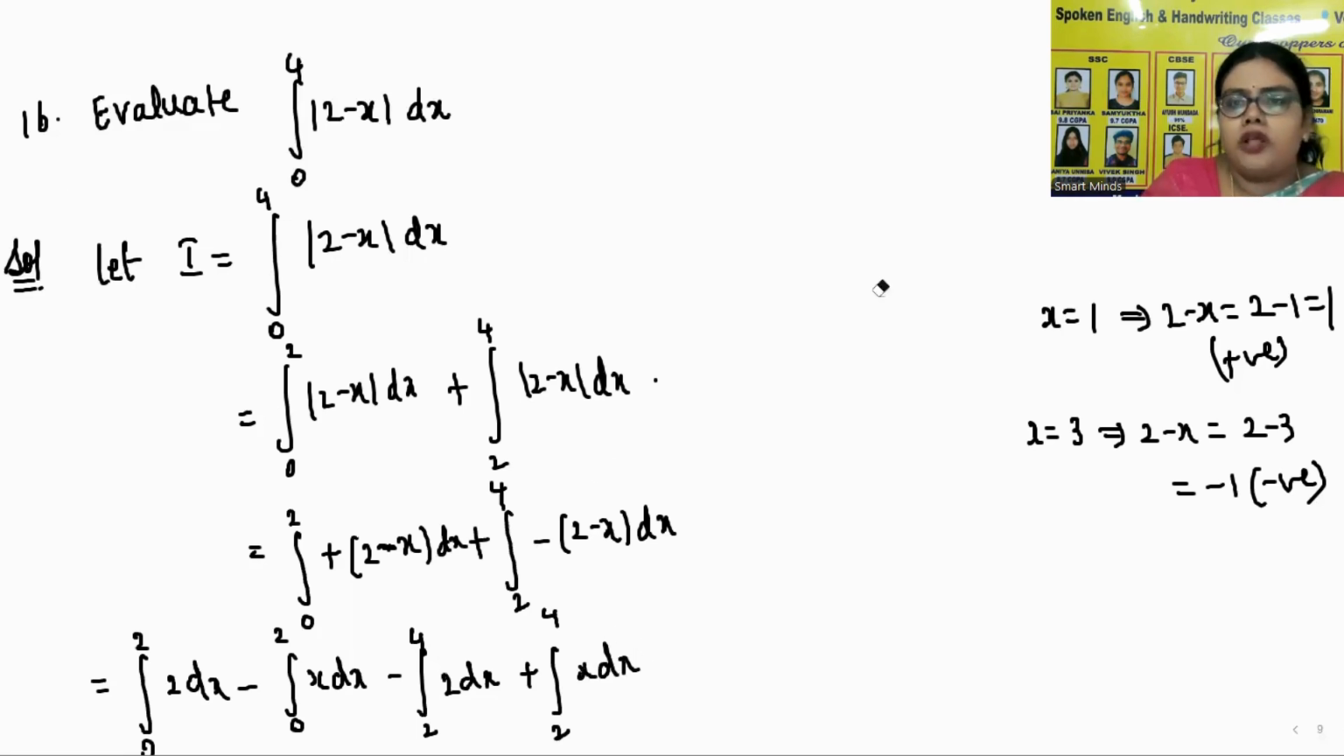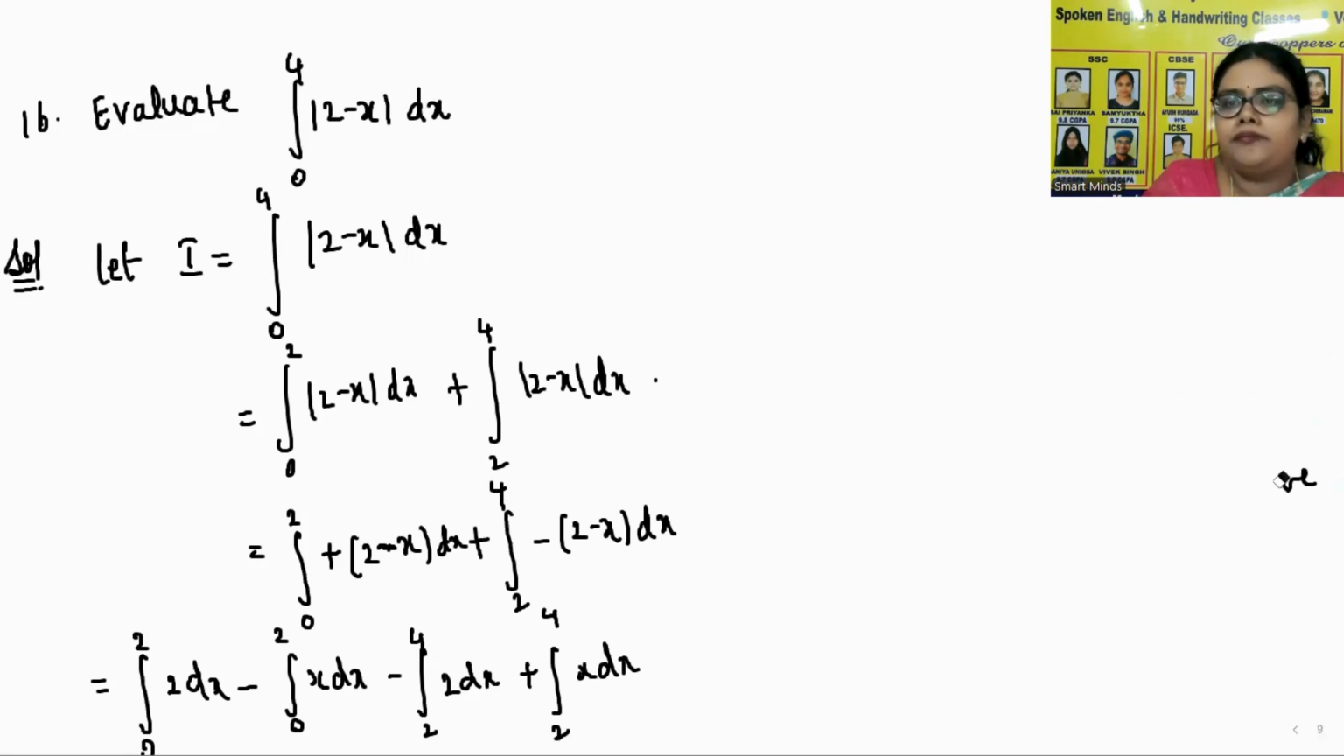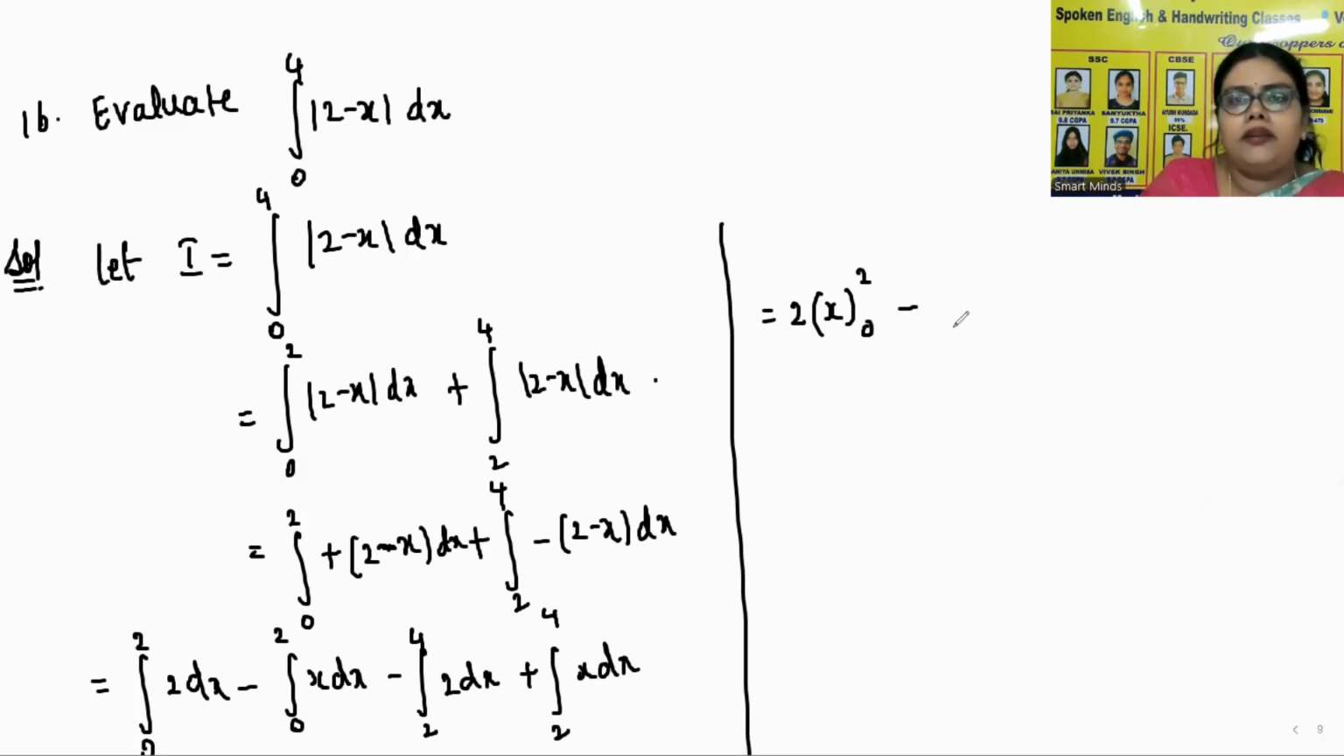Now let's see how to solve this integration part. So integral 2 dx is 2x, 2 outside, integral 1 dx is x. So apply the limits only for x. We bring the constants outside. Minus integral x dx is x square by 2 from 0 to 2. Minus 2 outside, integral 1 dx is x from 2 to 4. Plus x square by 2 from 2 to 4.